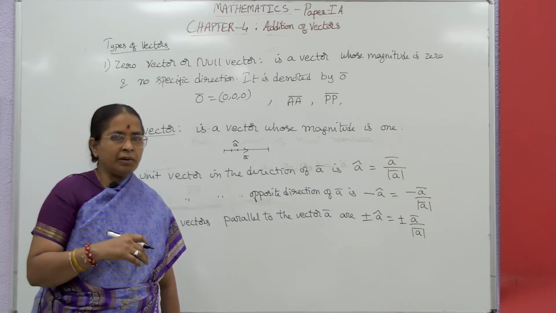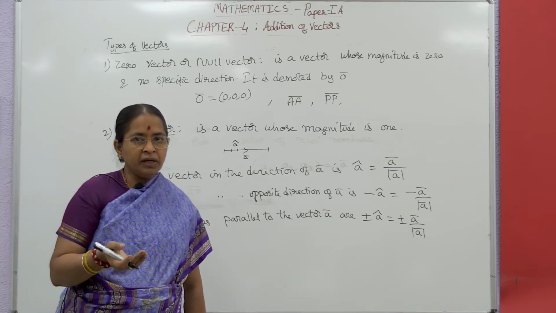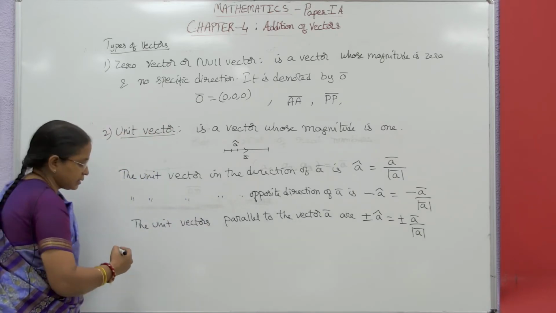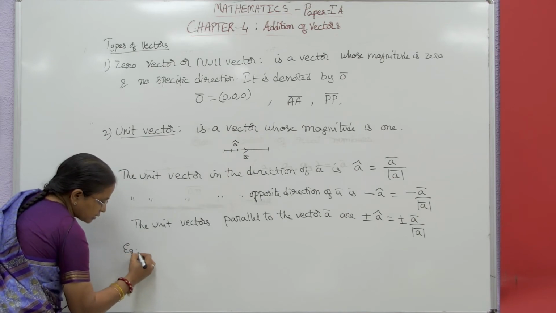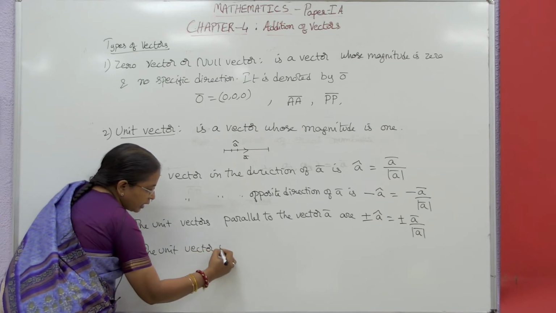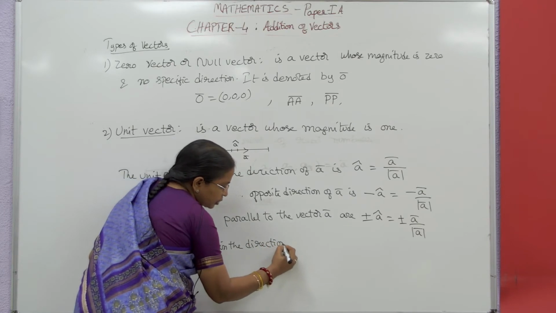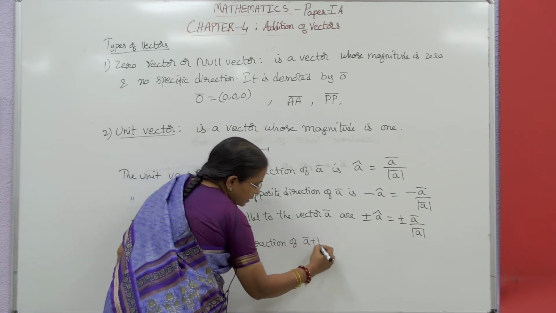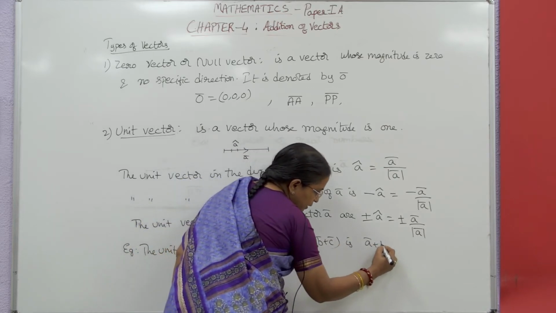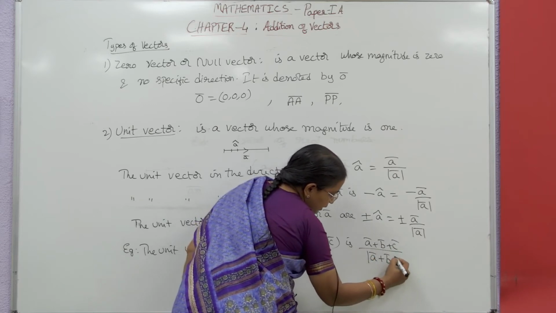Now you have some problems where you have to find the unit vector in the direction of A plus B, in the direction of A plus B plus C, like that, or in the opposite direction of A plus B plus C. So in that case it is like this. The unit vector in the direction of A plus B plus C is A plus B plus C by mod of A plus B plus C.